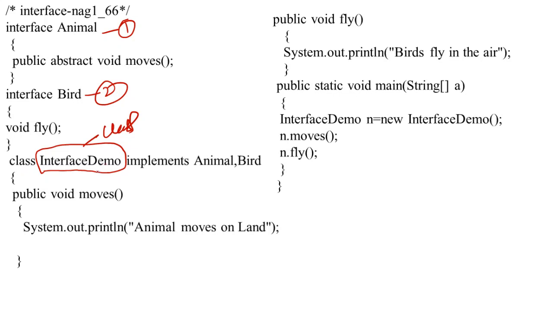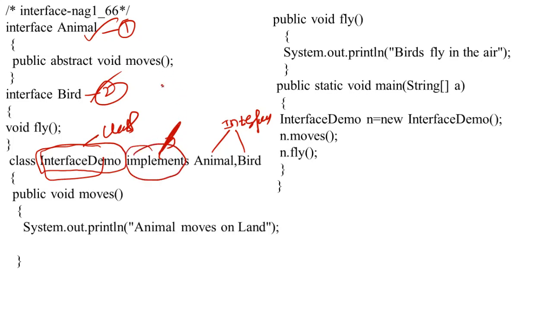Class space, class name, interface demo, implements. Always understand the relation between the class and what are these two? These two are interfaces. Animal is an interface, bird is an interface. The relation between a class and an interface is implements. Implements is a keyword.